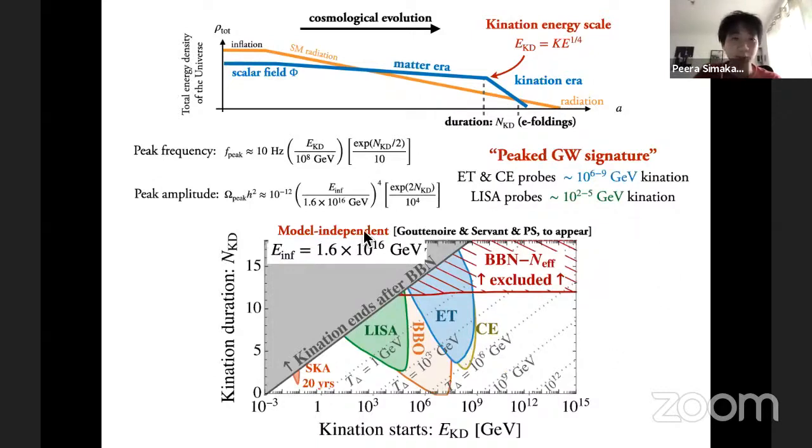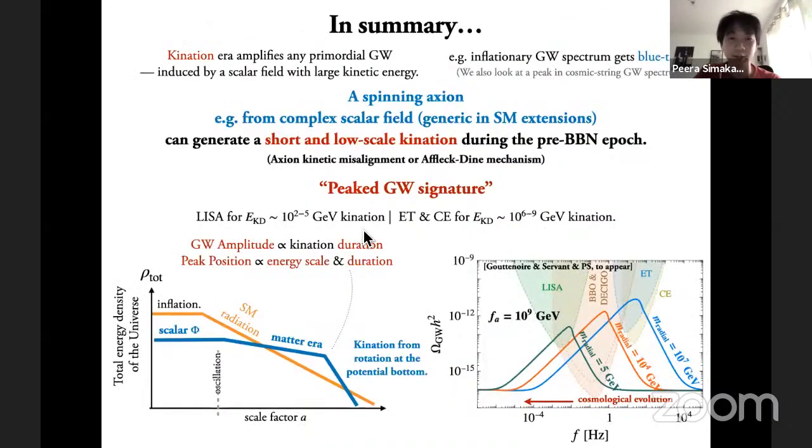Okay, so now to summarize, we know that kination can amplify the gravitational wave signal coming from the early times. For example, the long-lasting source of gravitational waves, like the inflationary gravitational wave, gets blue tilted. And kination, very interestingly, can be generated naturally in the model of the spinning axion. And it will be short and low scale in this case because we will have the matter era come first, such that the gravitational wave spectrum will get modified and will look like a peak like this, which could be observed, and we can read off from the peak the physics of the kination era.